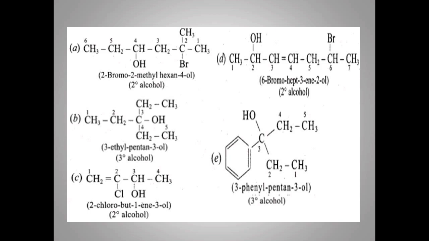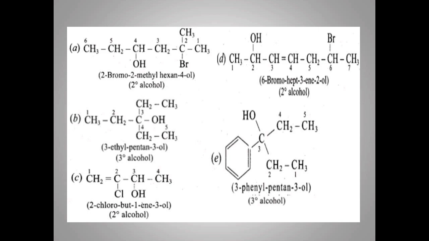First carbon possesses ene, so 1-ene. 3rd carbon possesses alcohol, so 3-ol, and 2nd carbon possesses chlorine, so 2-chloro. 2-chlorobut-1-en-3-ol. In D, it contains 7 carbons indicated in numbers. In the 2nd carbon OH, the 3rd carbon contains a double bond, and the 6th carbon possesses bromine. So the name of this compound: 7 carbon hept, 3rd carbon double bond 3-ene, 2nd carbon alcohol 2-ol, 6th carbon bromine, so 6-bromo. Name of this compound, 6-bromohept-3-en-2-ol.